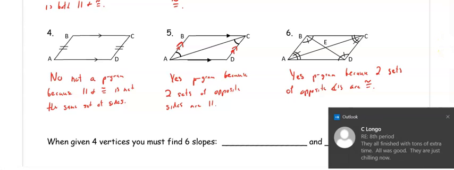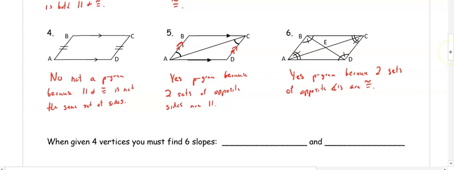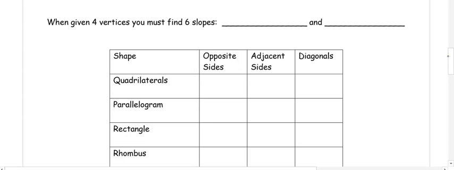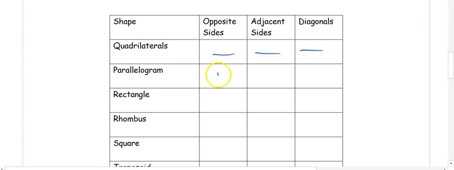Now, we can use slopes to determine what type of shape we have. So when we have 4 vertices, we have to find 6 slopes to figure out what shape we have. So we're going to use the 4 sides and the 2 diagonals to find 6 slopes. Remember that quadrilaterals, we're not going to have any relationship between these. If it is a parallelogram, our opposite sides are going to be parallel. If it is a rectangle, our opposite sides are parallel, our adjacent sides are perpendicular.